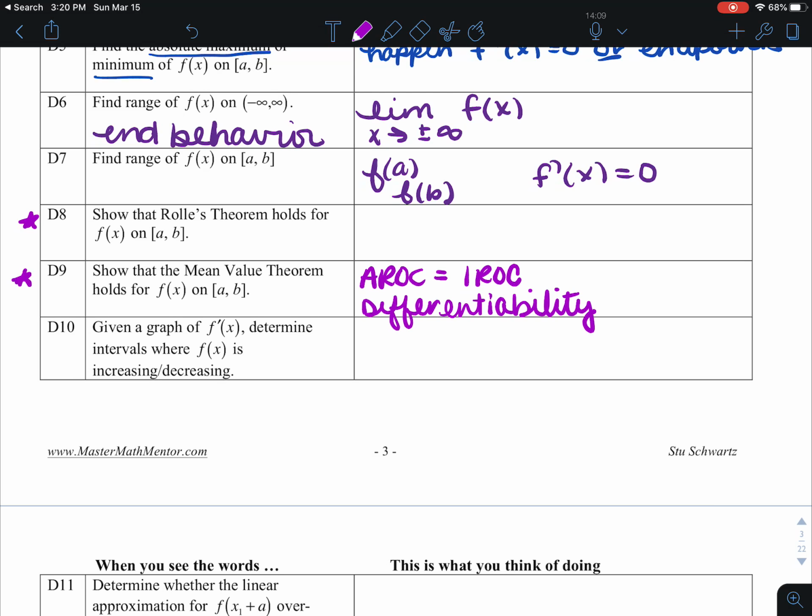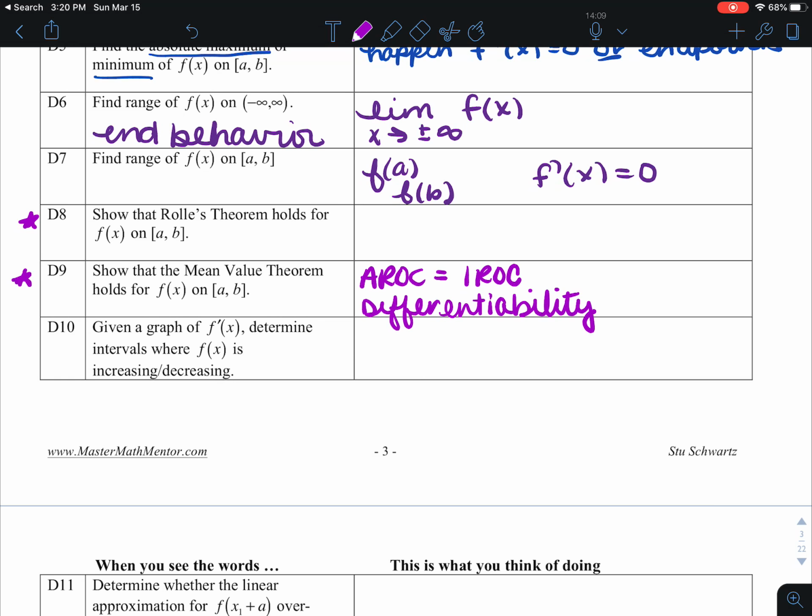We need to make sure it's differentiable, because if it's differentiable, then it's continuous. But both of those things have to be true for MVT. Okay, and then what you'd be asked to do is to show that there's some C value where this is true, where the AROC equals the IROC.